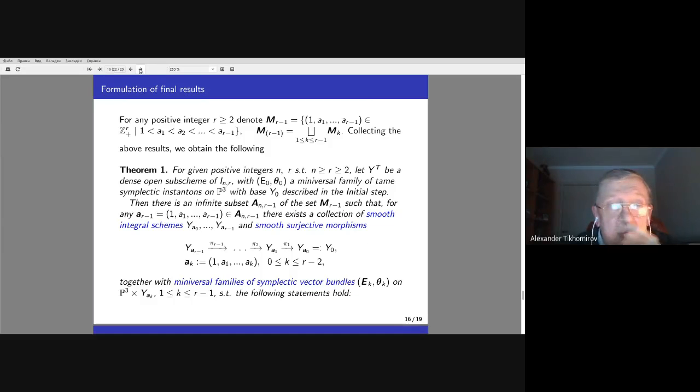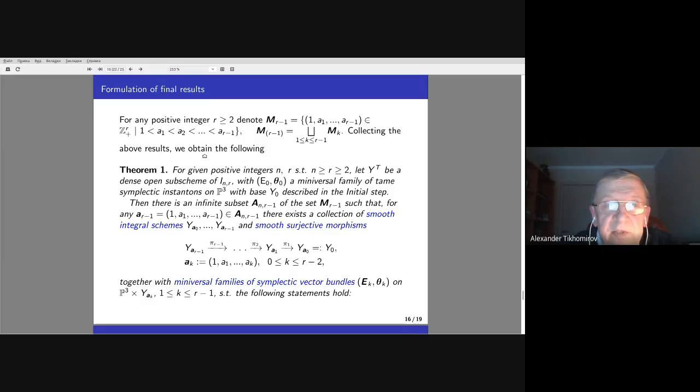So now let me formulate the final results. Here is a certain notation. We denote by bold m r minus 1 the subset of sequences in Z R plus, of such sequences where the A i's are increasing. And take another notation for m r minus 1 in brackets.